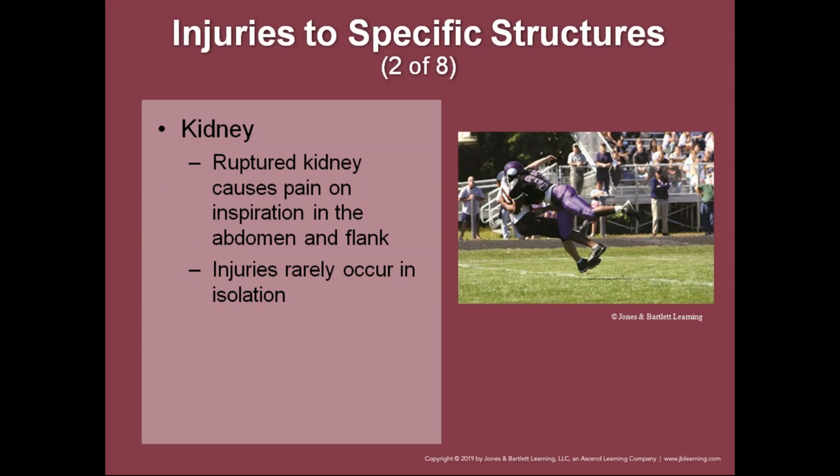Injuries rarely occur in isolation. Blunt renal trauma results when the kidney becomes compressed against the lower ribs or even the lumbar spine. It is the most commonly injured organ of the genitourinary system. Okay, so that's the most common. So that will probably come up on a test. What is the most common injury of that system?